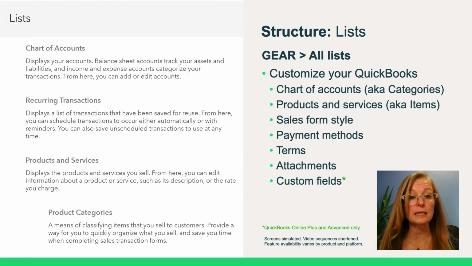Like you might have a contract with a certain vendor where you're paying net 30 and another vendor's net 15. There is a feature called attachments, and this is where you can manage that from the list area in the gear. And then there's also custom fields. That is a way you can add customized fields on sales and expense forms. And it might be something like a sales rep or something like that. And it's only available in Plus and Advanced. So again, we're talking structure. This is where you're going to go to do that.